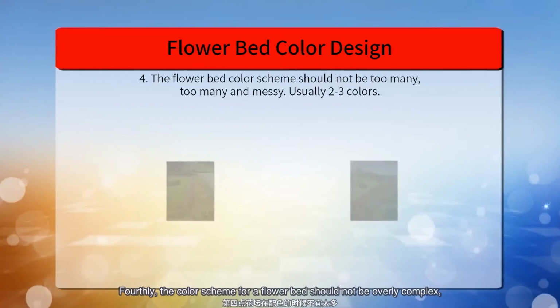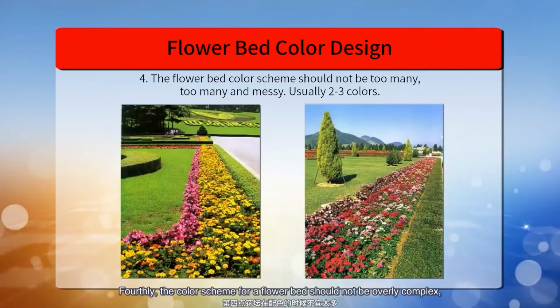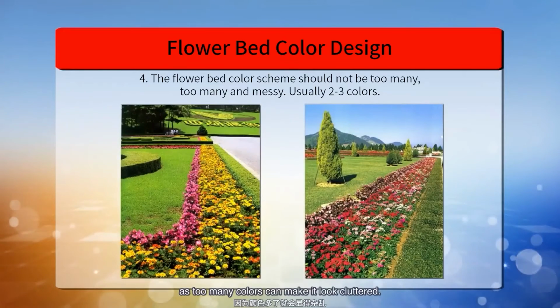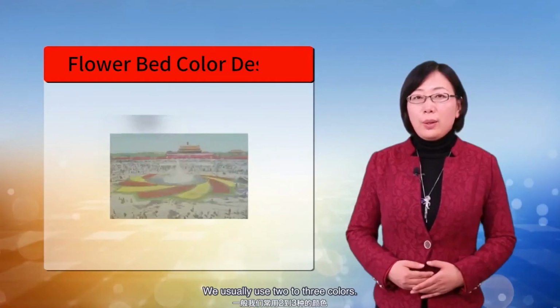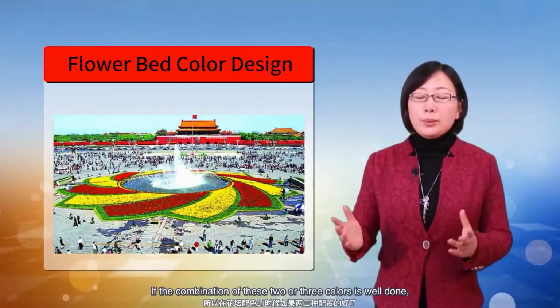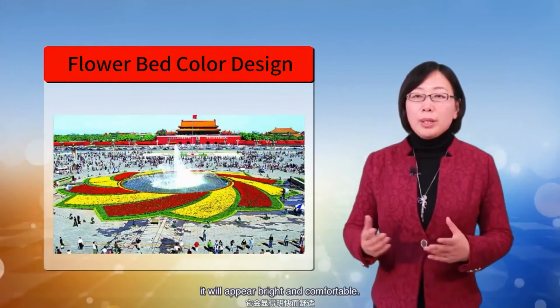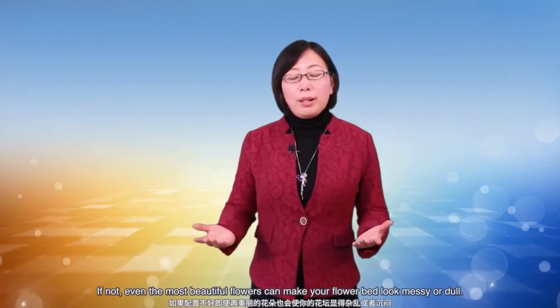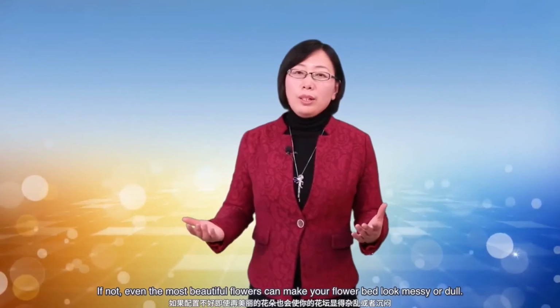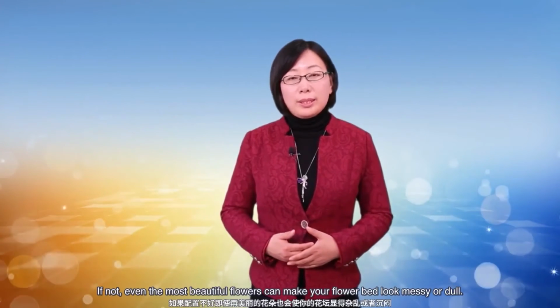Fourthly, the color scheme for a flower bed should not be overly complex, as too many colors can make it look cluttered. We usually use 2 to 3 colors. If the combination of these 2 or 3 colors is well done, it will appear bright and comfortable. If not, even the most beautiful flowers can make your flower bed look messy or dull.